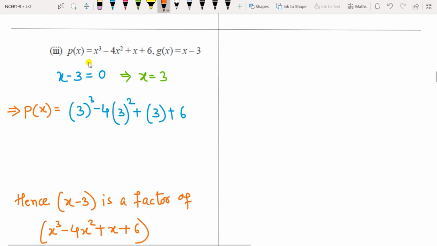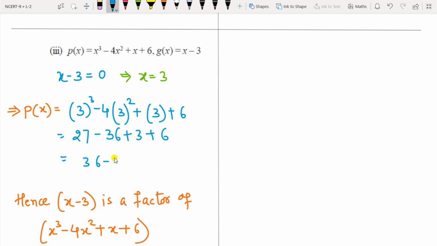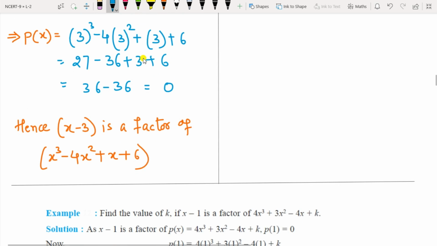In this case here, x minus 3 is the gx. So x will be equal to 3, substitute 3 in this px here, you will get it as here 3 cube is 27 minus 3 3 is 9, 9 4 is 36 plus 3 and plus 6. So this is 36 minus 36, that is equal to 0, and therefore x minus 3 is a factor of this px. So that was your question number 2.